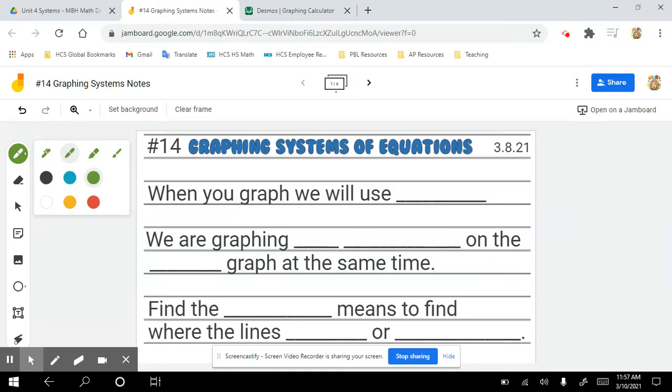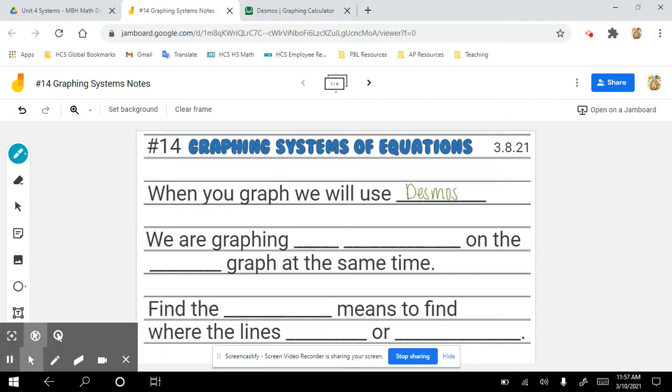Everybody, so today we are learning how to graph systems of equations. In order to do that, we are going to use Desmos. Please make sure that you're writing this in your notebook. It will be checked. We're going to be graphing two equations on the same graph at the same time.